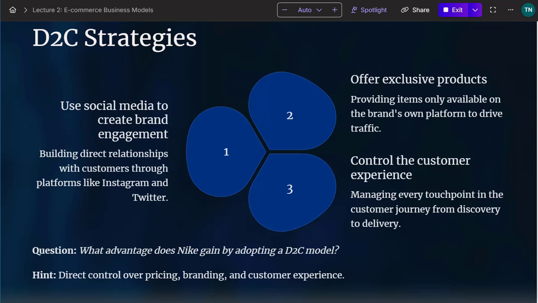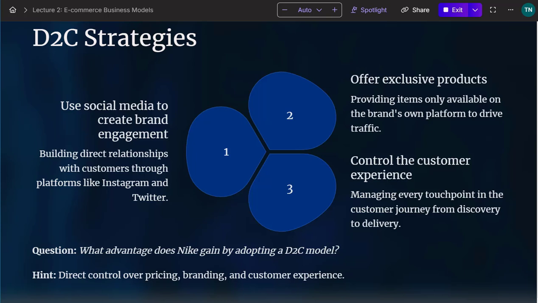So we know that in the position of Nike, the key advantage Nike gains by adopting a direct to consumer or D2C model is the ability to have direct control over pricing, branding, and the overall customer experience. This allows them to better protect their brand and pricing while also delivering a premium experience tailored to their customers' needs. So we see the D2C strategies, right?